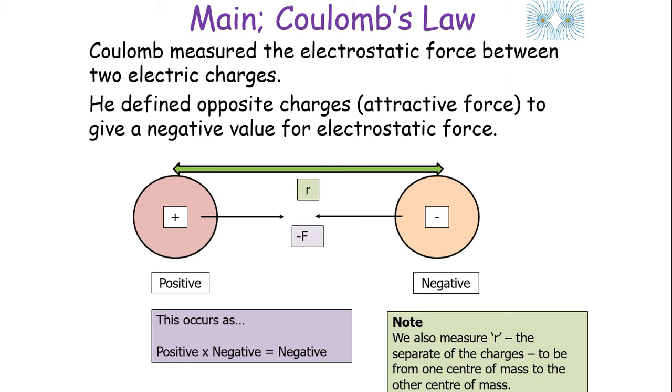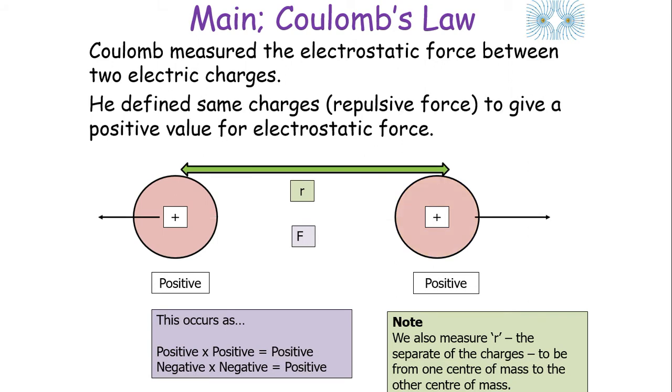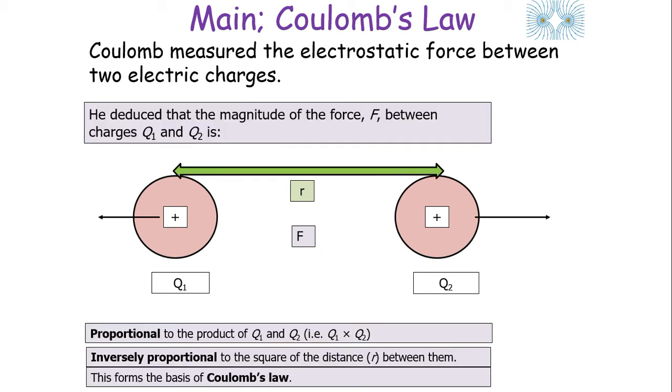Now note, when we measure the separation between the two charges, we take it from the centers of mass, not from the surfaces of the objects. So it's from one center of mass to another center of mass. Now we also defined same charges producing repulsive force as a positive value for the electrostatic force, because positive times positive is equal to a positive, and negative times negative is equal to a positive. So he concluded from his experiments the following ideas on the electrostatic force.